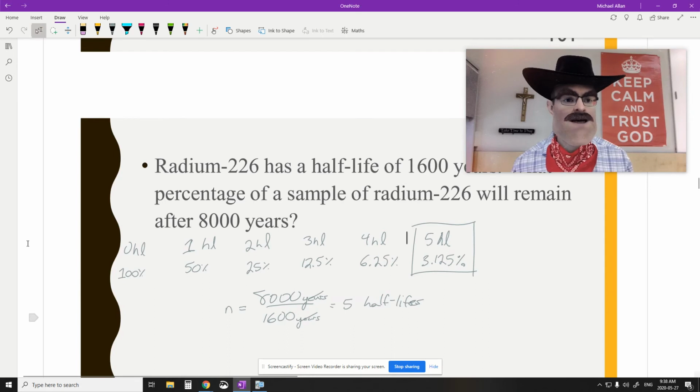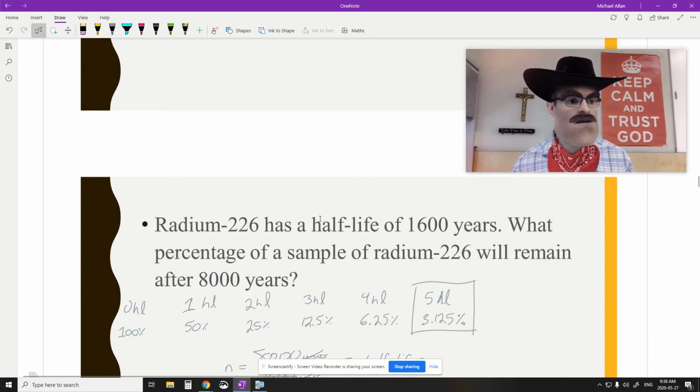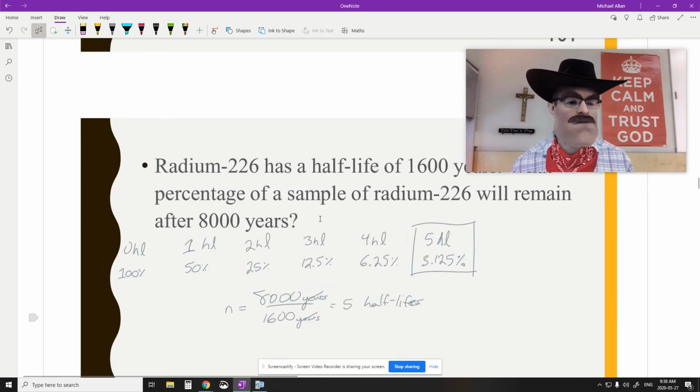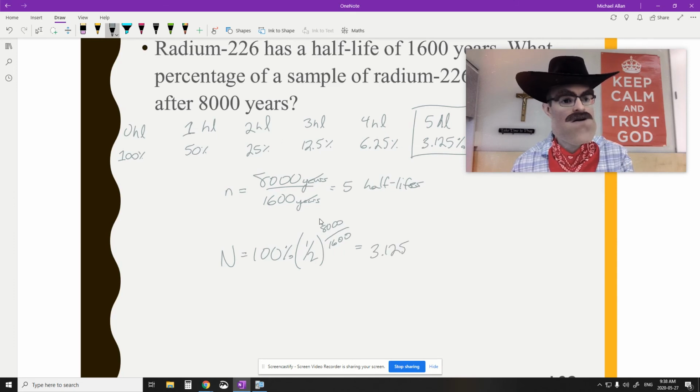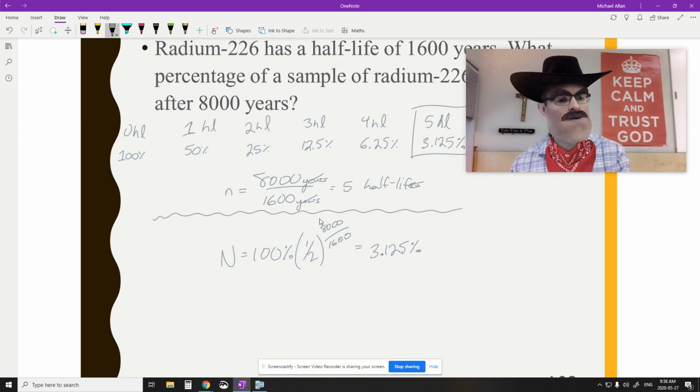Some final answer, 3.125%. And again, you could just plug it into your calculator. Or this one here, you could just set up the equation. I don't know what I was thinking. I could just set up the equation: I start off with 100%, a half, and then up here I could say 8,000 divided by 1,600, which is 5. And the math on that will end up being 3.125% as well. I don't know why I did that the brute force way, but you could.